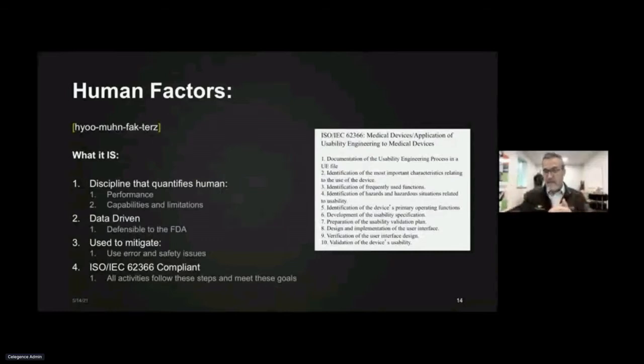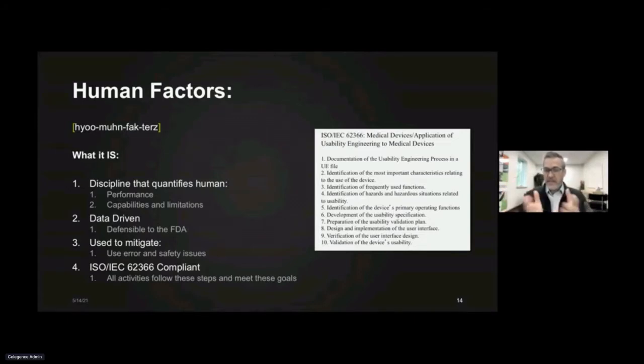And you can see what these things are: documenting the process in a file, identifying the most important characteristics that relate to how a user uses the device, identifying these frequently used functions, identifying hazards and hazardous situations that would be related to how a user is going to use it, identify the primary operating functions, and then develop a usability spec and then a usability validation plan. How are you going to validate that your concept is meeting these things in the specification?